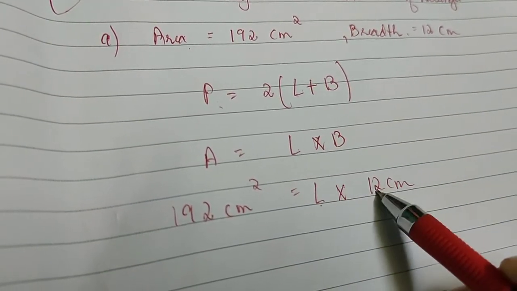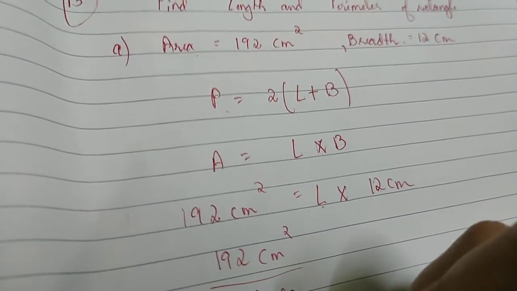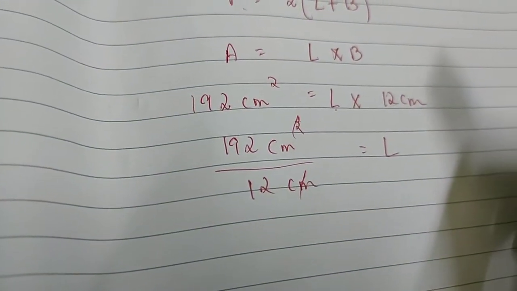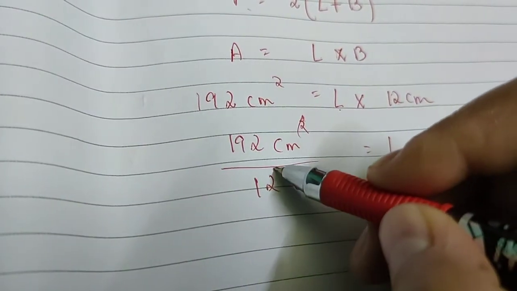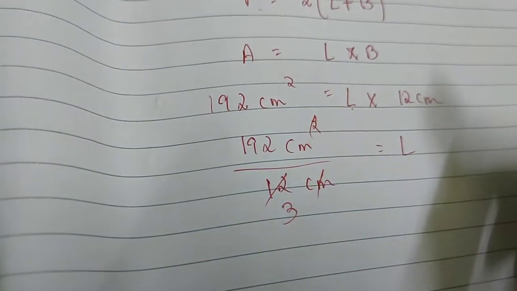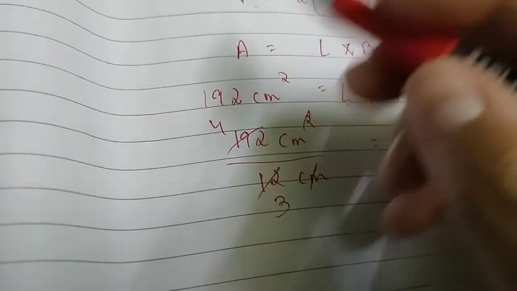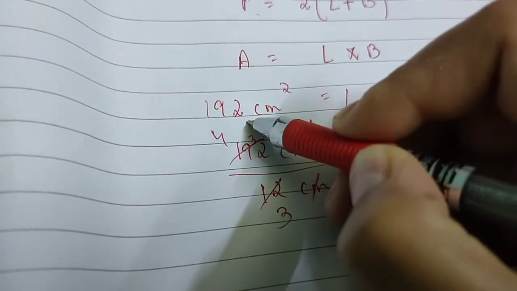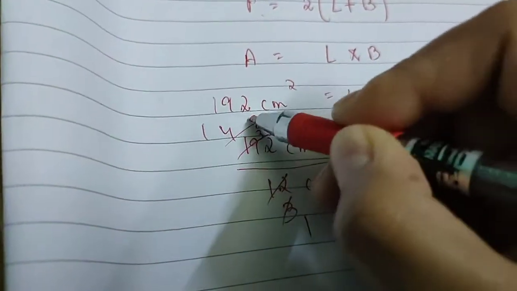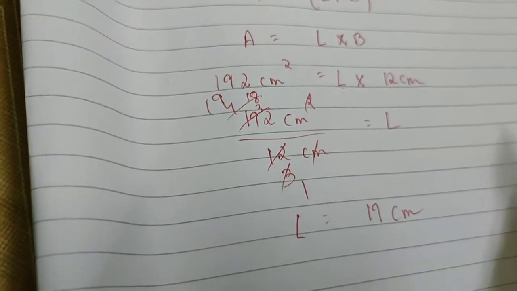So transfer, this is multiply, no? When transferred, it will become division. 192 centimeter square divided by 12 centimeter is equal to length. Centimeter square and centimeter cancel. So 4 3s are 12, 4 4s are 16, 3 carry, 4 8s are 32. Again I can reduce, 3 1s are 3, 3 1 1 carry, 3 9s are 18. So L is equal to 19 centimeter.